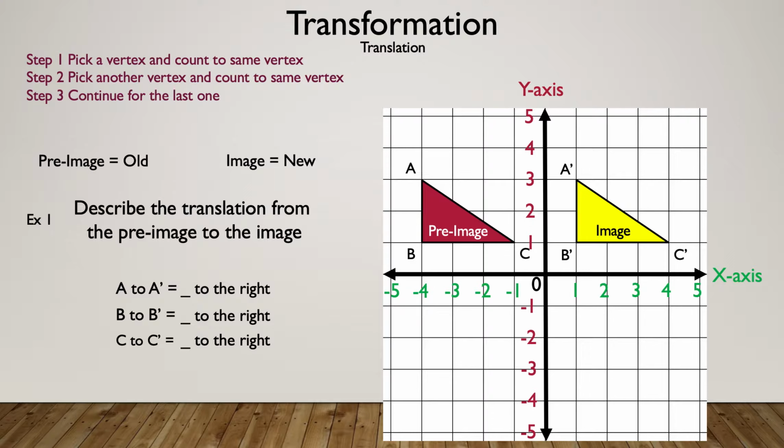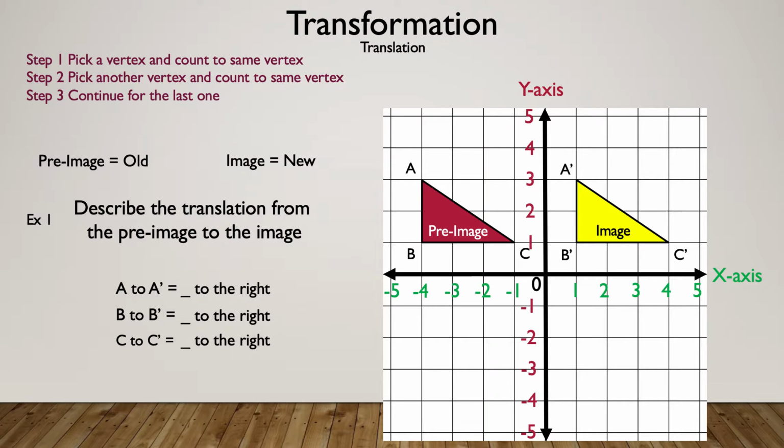Now let's discuss the vocabulary. Pre-image means old. You can think of prehistoric times, which is around the dinosaurs, and pre means before, and image is your new. Now you may also be wondering why there's apostrophes next to the A, B, and C on your image, and that's how you tell the difference between your pre-image and your image.